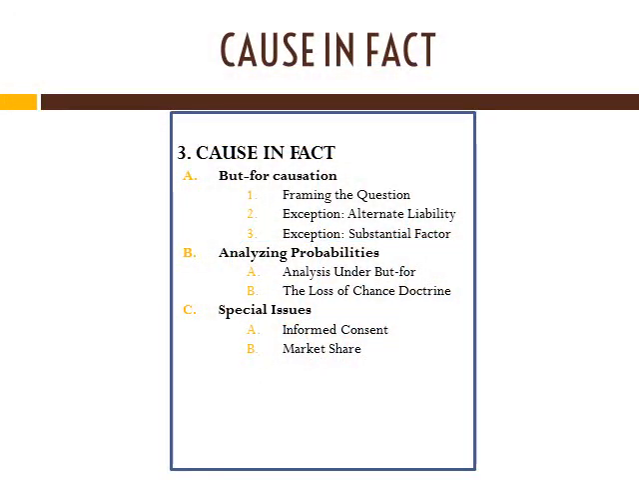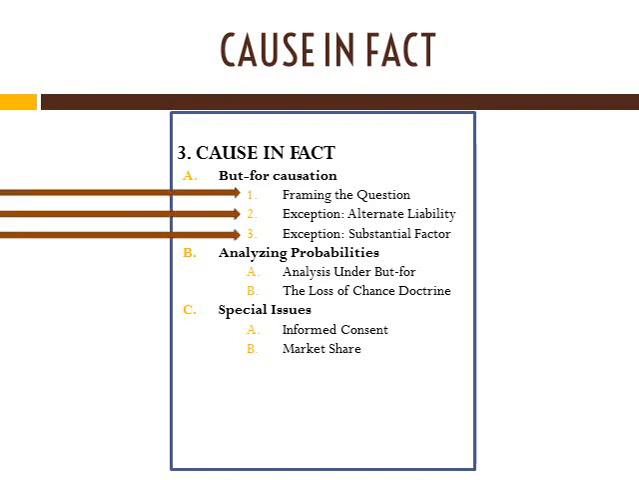What I'm going to do is start by talking about but-for causation, which is the major test for cause and fact. We'll start by talking about how to frame the question, and then we'll talk about two exceptions to but-for causation. After that, I'll discuss how to analyze probabilities with but-for causation.